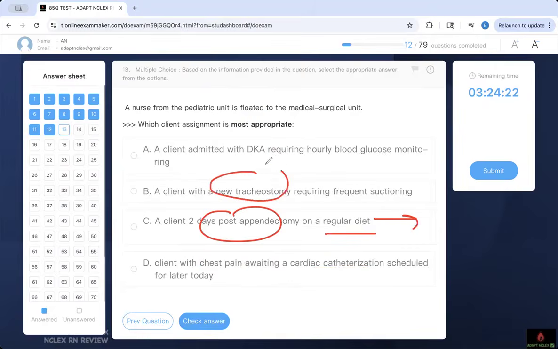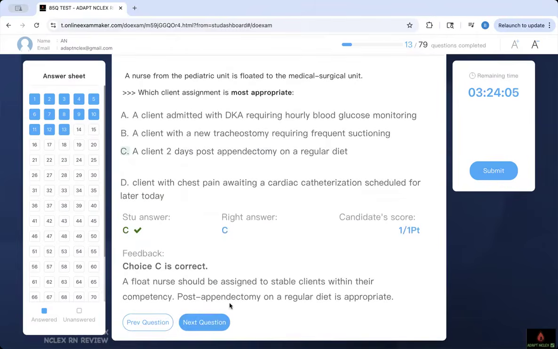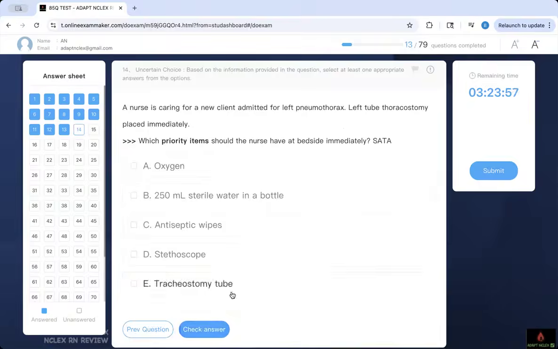New tracheostomy, the word new makes me worry. And then requiring suctioning. The pediatric nurse will stay away from it. DKA needs so much lab work to be done, and his sugar is being checked everywhere. Our complex patient, why would you give this patient to the nurse so that she will be happy? The floating nurse should be assigned to a stable client within their competency. Post-appendectomy on a regular diet is a proper patient for this nurse.